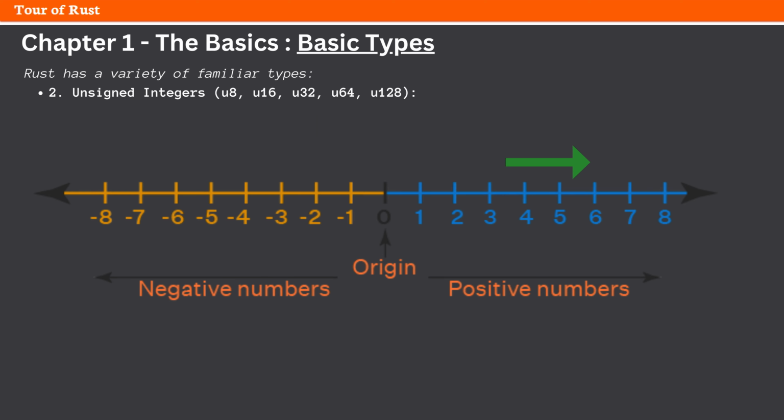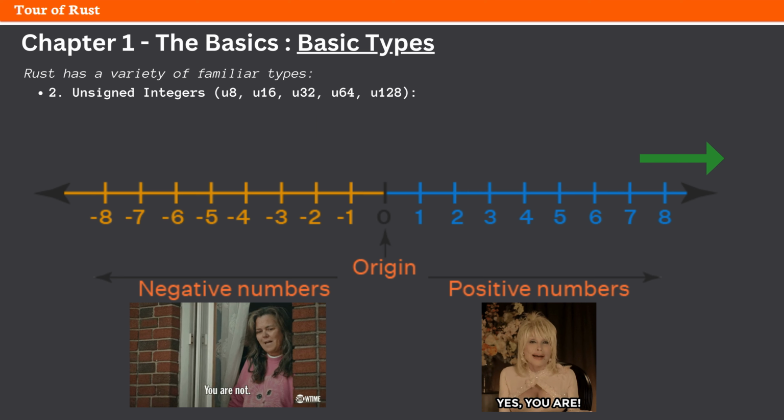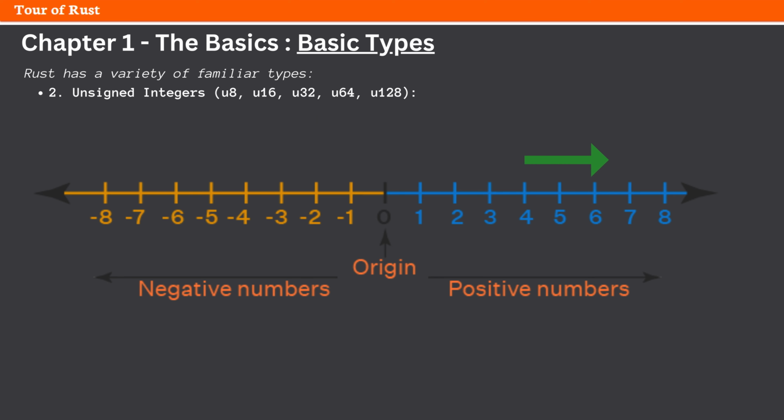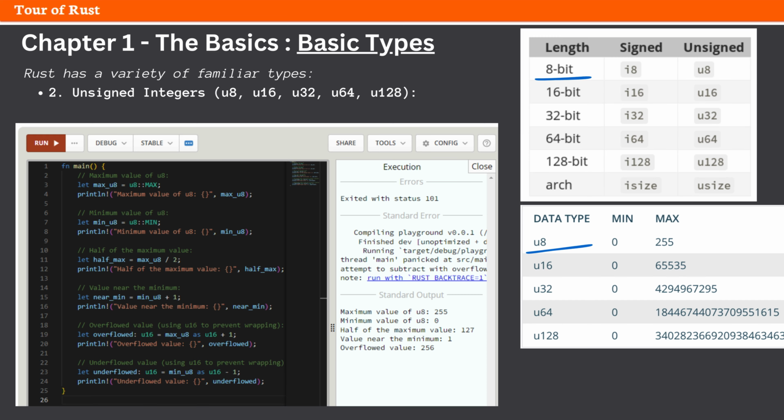Unsigned integers are integers that can represent only non-negative numbers ranging from 0 to a maximum value determined by the number of bits used to store them. Here's some additional information about unsigned integers in Rust. U8 represents a whole number from 0 to 255, stored in 8 bits. U16 represents a whole number from 0 to 65535, stored in 16 bits.